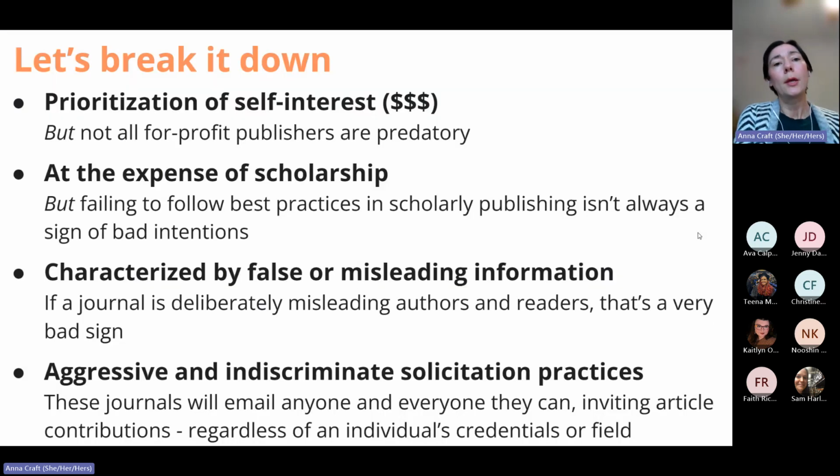definition a little bit. So the first piece, the prioritization of self-interest, generally that's talking about money. They're prioritizing making money, but not all for-profit publishers are predatory in the way that we are talking about today. At the expense of scholarship piece. So here we're thinking about publications that maybe are not following best practices, but failing to follow best practices is not always a sign of bad intentions.